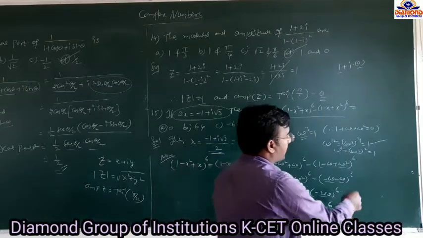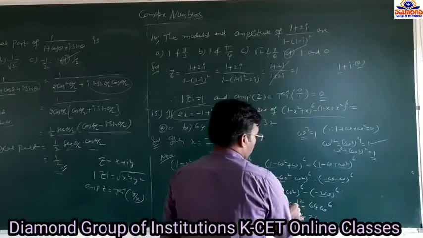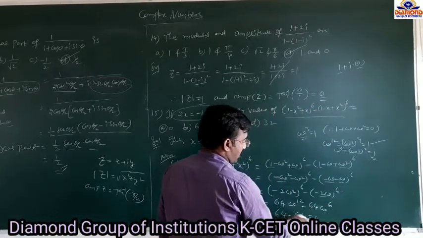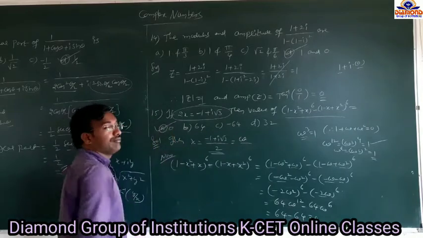Next, omega power 6, how to write? Omega cube whole square. So that is also 1. So omega power 12 is 1, omega power 6 is 1. That's why 64 minus 64 is 0. So option is A.